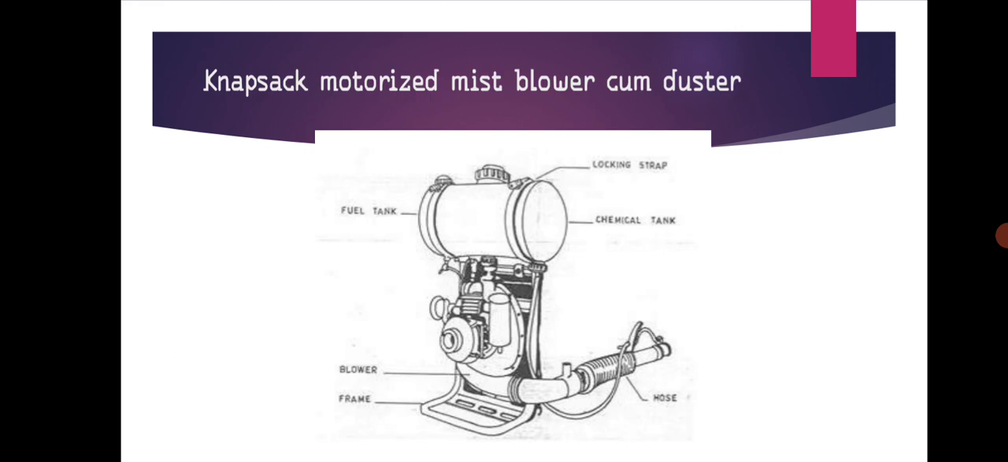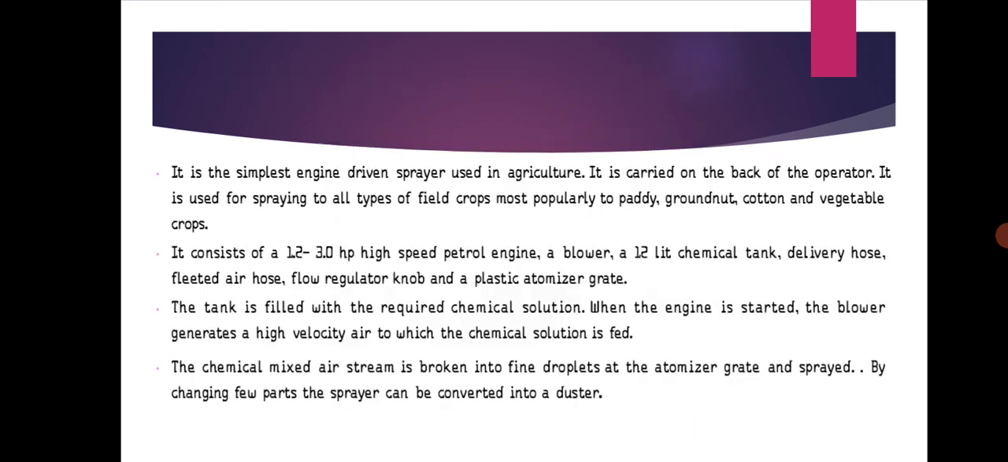Knapsack motorized mist blower cum duster. It is the simplest engine-driven sprayer used in agriculture. It is carried on the back of the operator. It is used for spraying to all types of field crops, most popularly to paddy, groundnut, cotton and vegetable crops.